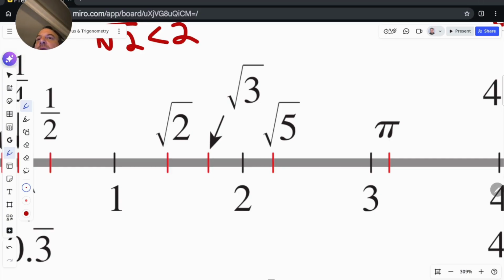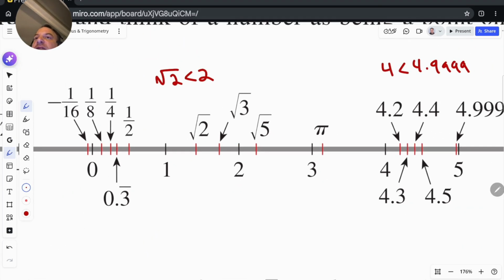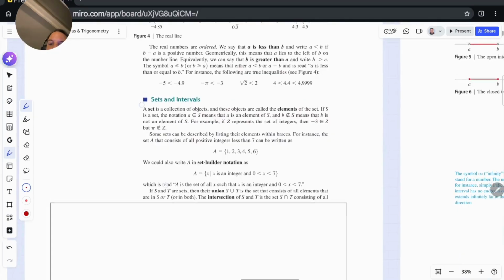Now, require decimal approximation for all irrational numbers before attempting to plot them on the number line. This is non-negotiable. Students often have difficulty placing irrational numbers. So, compute the decimal approximation first to at least 2 decimal places, then locate the position between the known integer or decimal benchmarks. All right, let's go to sets and intervals. That's our next section.